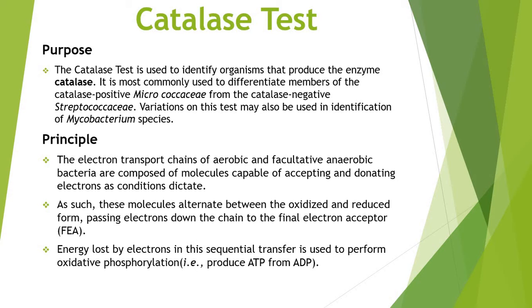The catalase test is used to identify organisms that produce the catalase enzyme. It is most commonly used to differentiate the members of the catalase positive Micrococcaceae family, or you can say the Staphylococcus, from the catalase negative Streptococcaceae family, also called Streptococcus. Variants of this test may also be used for identification of Mycobacterium species, for example, Mycobacterium leprae, Mycobacterium tuberculosis, etc.